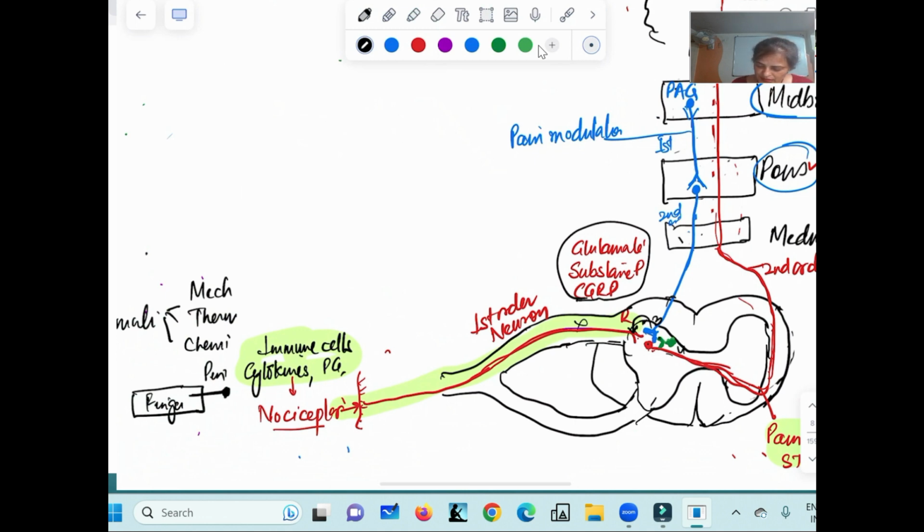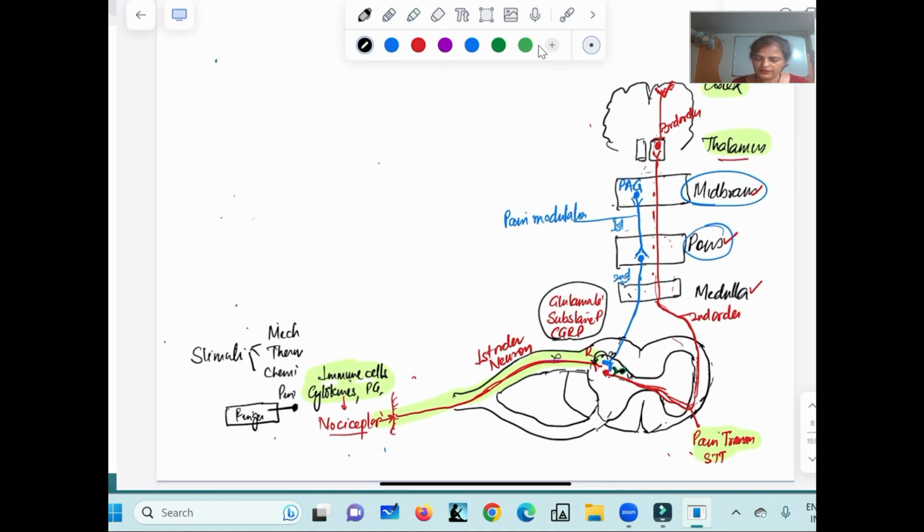Then there is another neuron. This, which I have drawn with the green color, is the interneuron which carries the endogenous opioid. Okay? So you have understood this much.